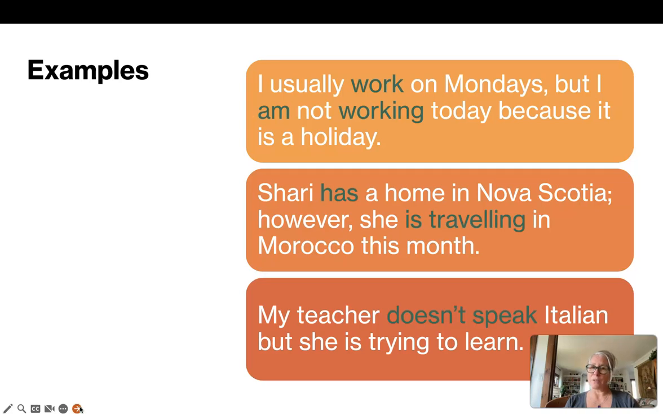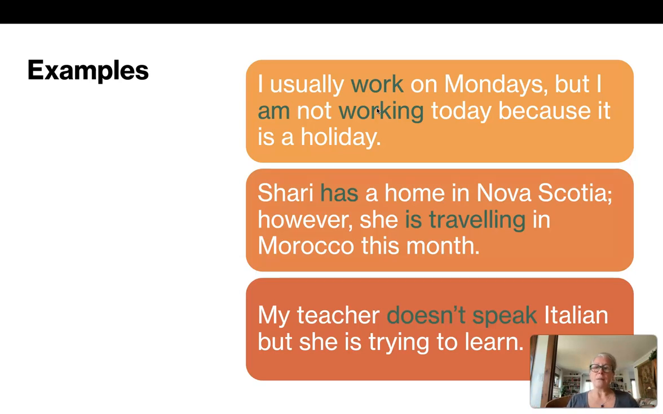So, a few examples. I usually work on Mondays, but I am not working today because it is a holiday. So usually here is a keyword that tells me that I'm going to use the simple present. I am not working today. Today is my keyword, but it's also just because it's an action that's happening now.